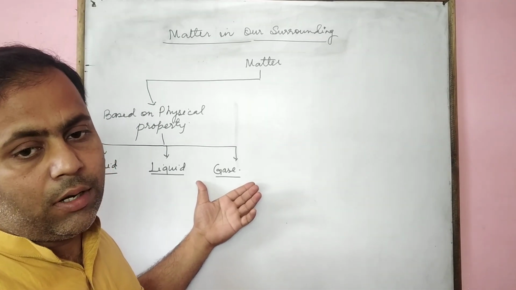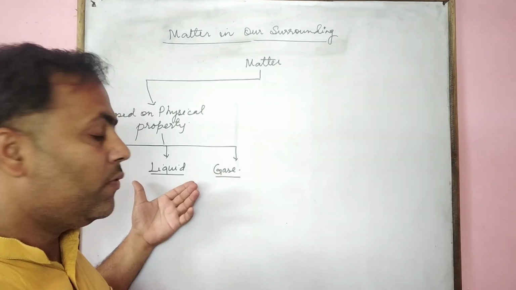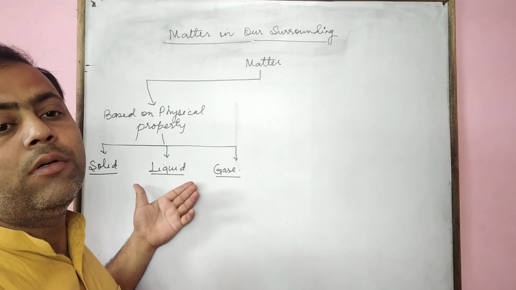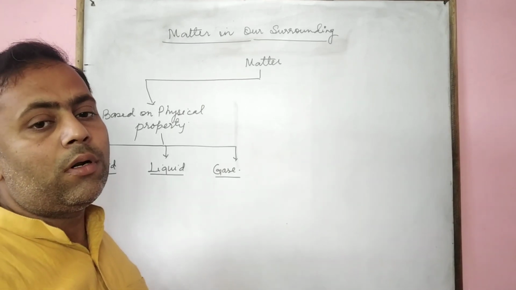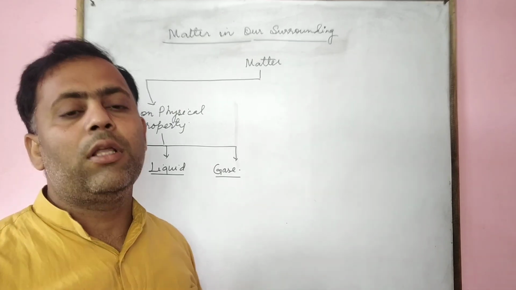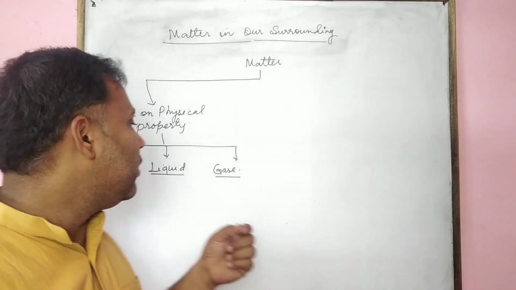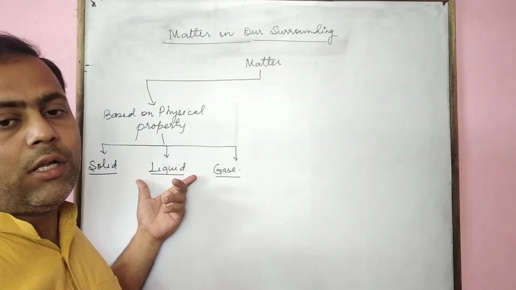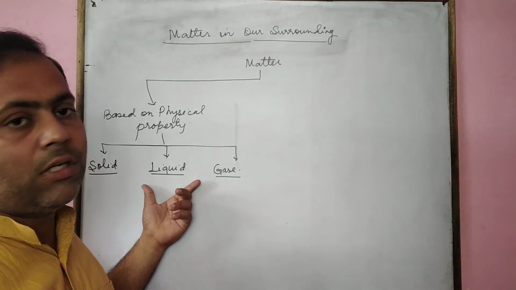They will fill the container. They have not fixed shape, not fixed volume. In case of liquid, they have fixed volume but not fixed shape. That means when we pour a liter of liquid from a cylindrical flask to another conical flask, then the shape will change but the volume will remain the same. It means the liquid acquires the shape of the container in which it is kept.